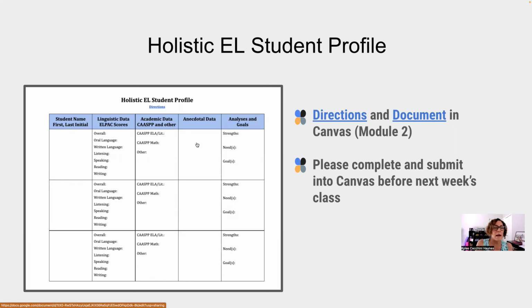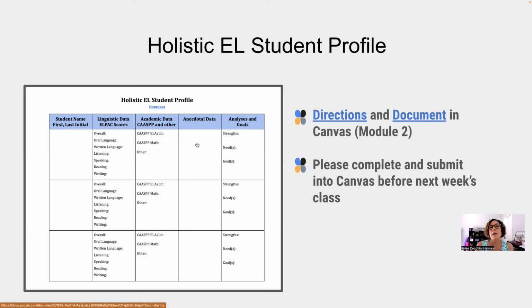From your data now, from your linguistic data and your academic data, your anecdotal data, now we're going to move into, so what are these students' strengths? What are these students' needs? As far as that you see academically, what are their needs? And what goal or goals do you have for this student?